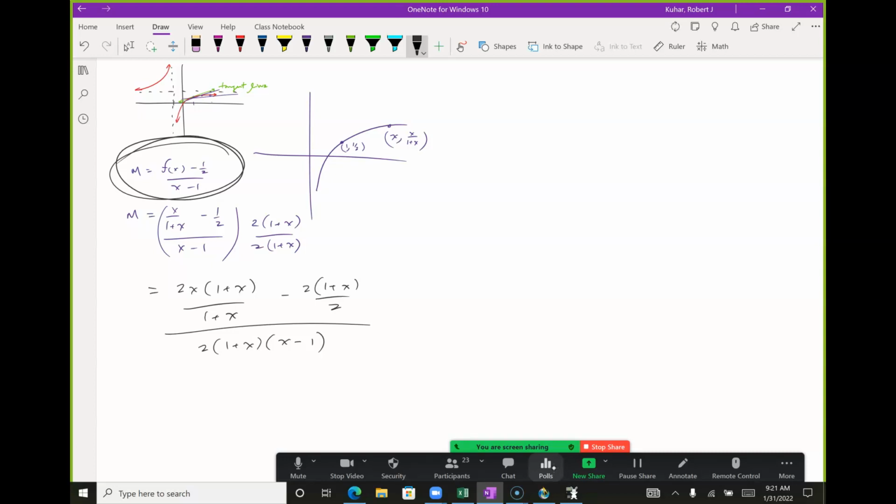At 1? At 1, exactly. Remember, I want the slope at 1, but I can't figure out the slope at 1. I need 2 points. But this is going to help me get the slope at 1 point.